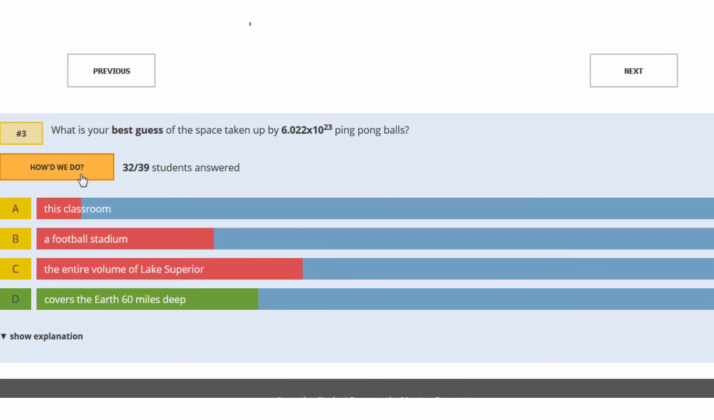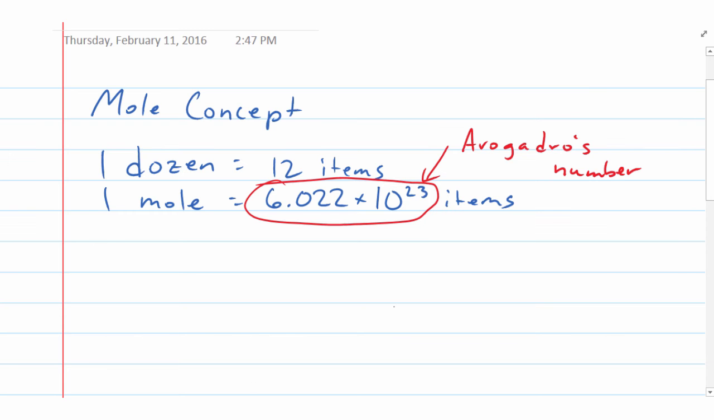And actually, surprisingly, it's enough to cover the entire Earth 60 miles deep in ping pong balls. And what's kind of odd about that is that when you look at a number like 6.022 times 10 to the 23rd, once we start writing these exponents on the power of 10, it's very easy to lose sight of how big those numbers are.